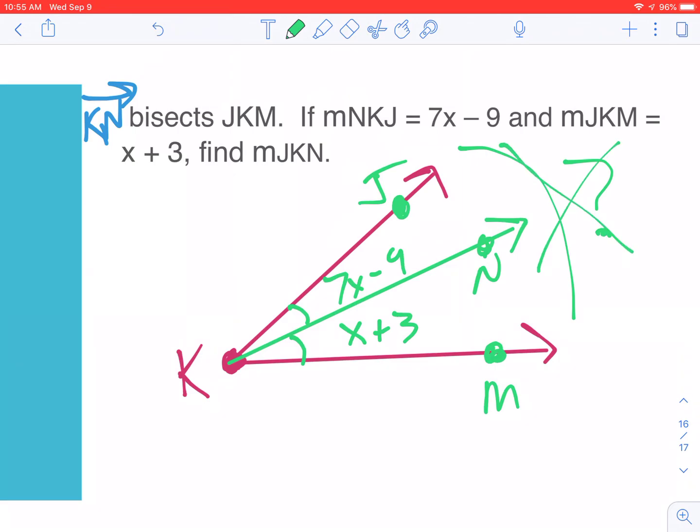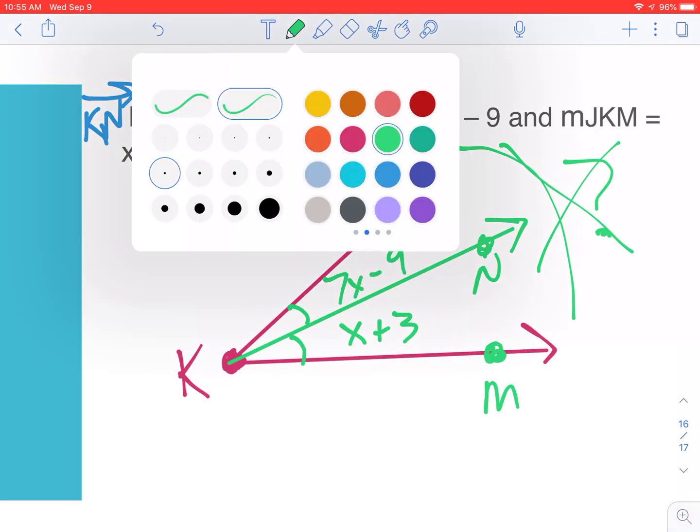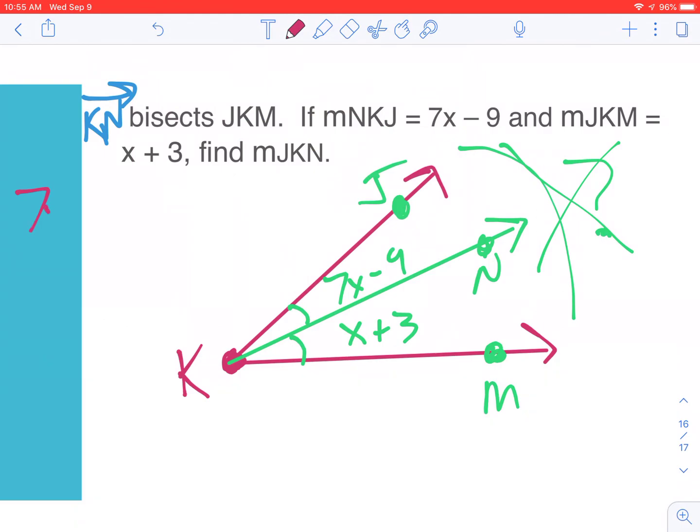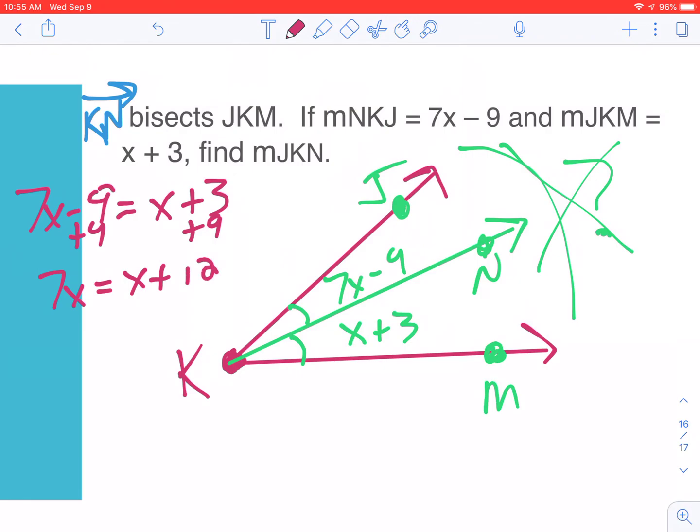Now, I don't have this big number like before, but guess what? I don't need it. Okay? Because those two angles are equal, all that means is now I set them equal in an equation. 7x minus 9 equals x plus 3. I'm going to add my 9 first. So I get 7x equals x plus 12. 3 plus 9 is 12. Subtract x from both sides. If you want to put a 1 in front of there, you can. So we get 6x equals 12. Divide both sides by 6.